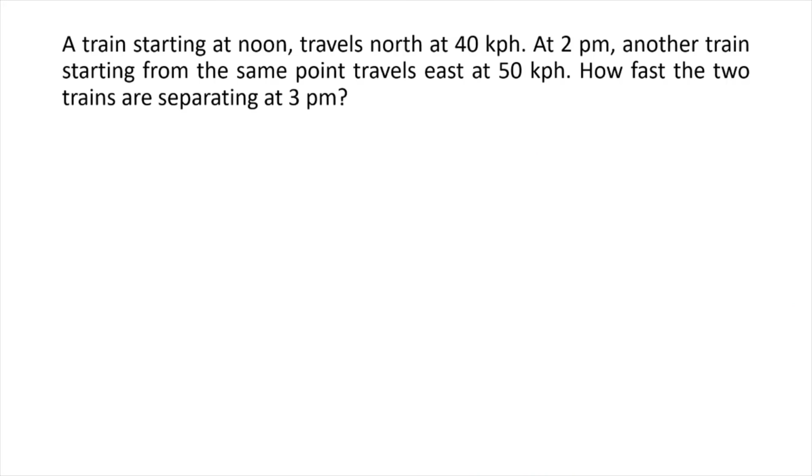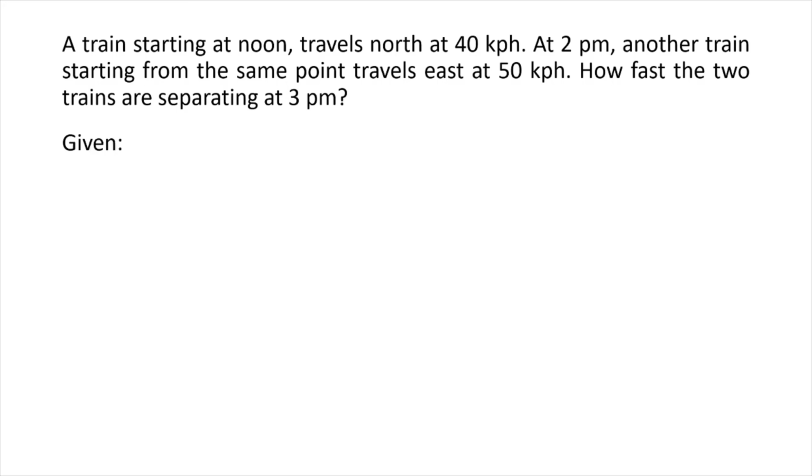Next problem. A train starting at noon travels north at 40 kilometers per hour. At 2 p.m., another train starting from the same point travels east at 50 kilometers per hour. How fast are the two trains separating at 3 p.m.?